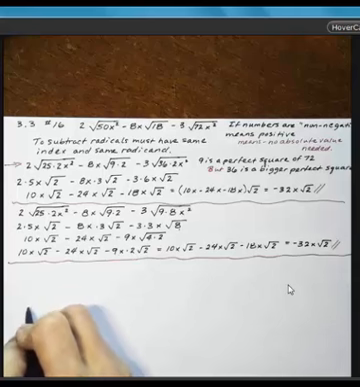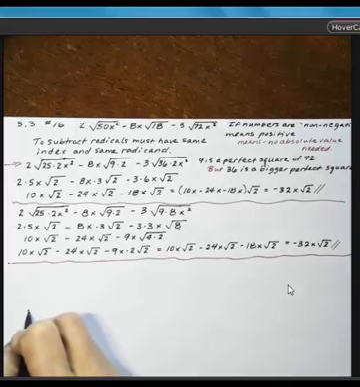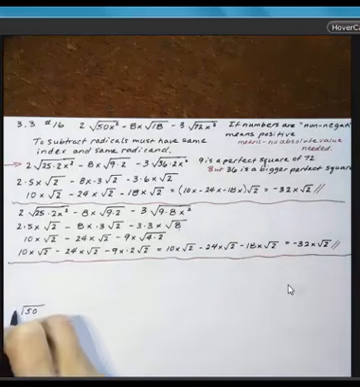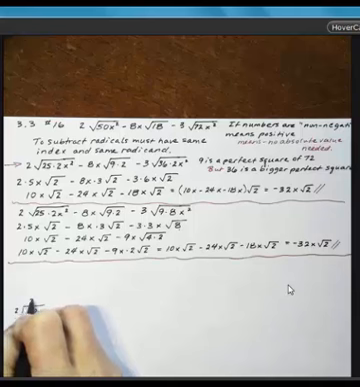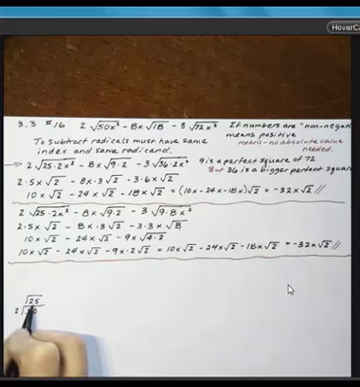So 50, prime factors of 50. Remember, we're going to start with the smallest prime factor that can go into 50. That would be 2. What do I have left over when I take 50 divided by 2? 25. 25, can I divide it by 2? No, because it's not even.